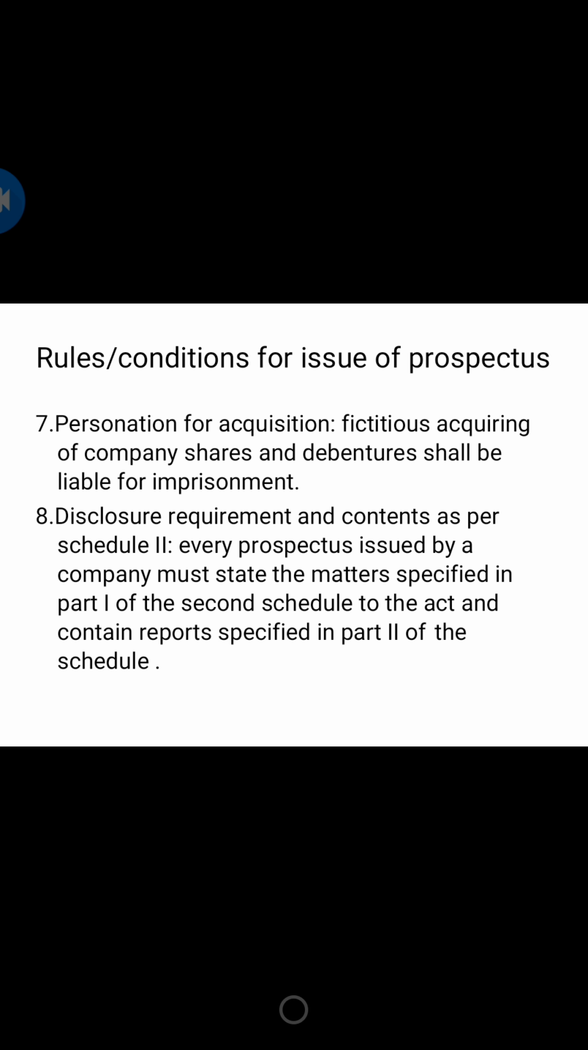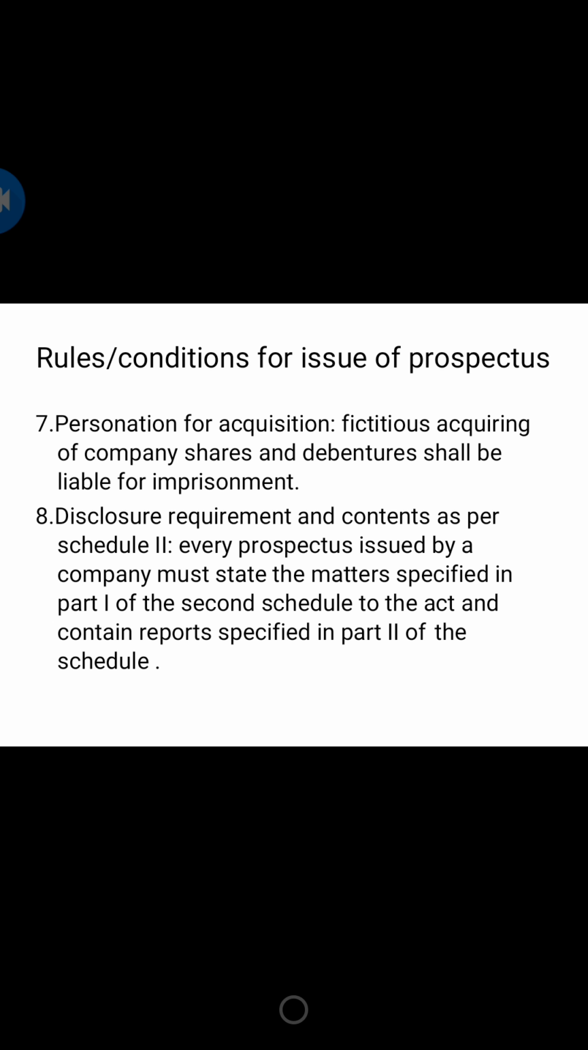The next is personation of acquisition. Personation of acquisition means that a person who makes an application in a fictitious name to the company for acquiring shares and debentures shall be liable for imprisonment, which may extend to 5 years. So here, according to section 58A subsection 2, the following provisions of section 68A(1) must be prominently reproduced in every prospectus and every application form issued by the company to any person.